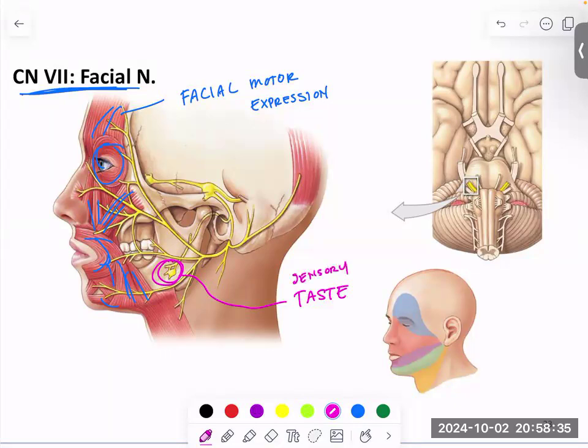Facial nerve is both motor and sensory. It's both. It's weird though. Trigeminal is facial sensory. Facial is facial expressions. Two different nerves controlling two different things in the face.